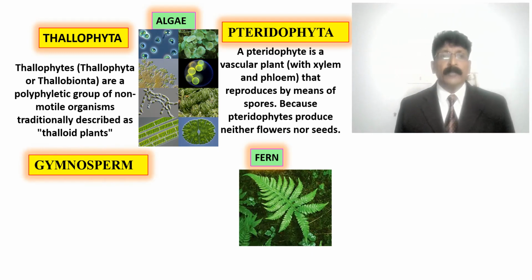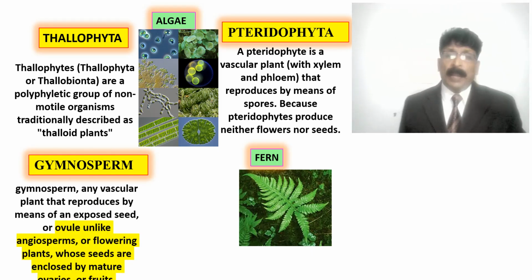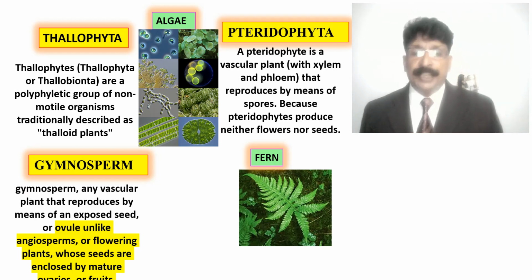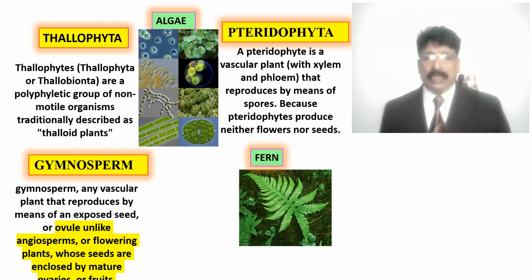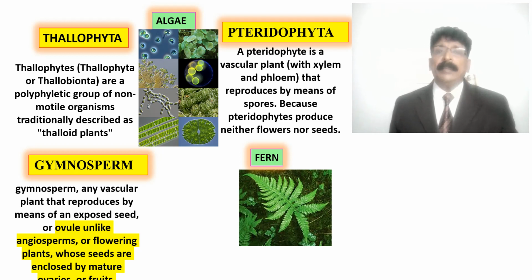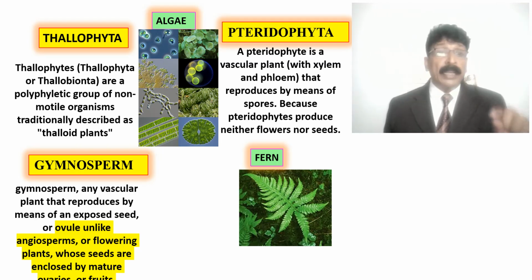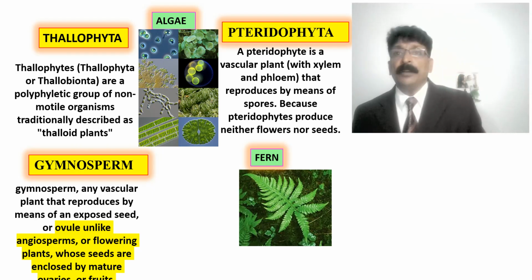Gymnosperm is a vascular plant that reproduces by means of an exposed seed. The seed is not inside the fruit. It is an exposed seed. I can say that it is unlike angiosperms, or flowering plants, whose seeds are enclosed inside mature ovaries or fruits. Here in gymnosperm, it is an exposed or naked seed.